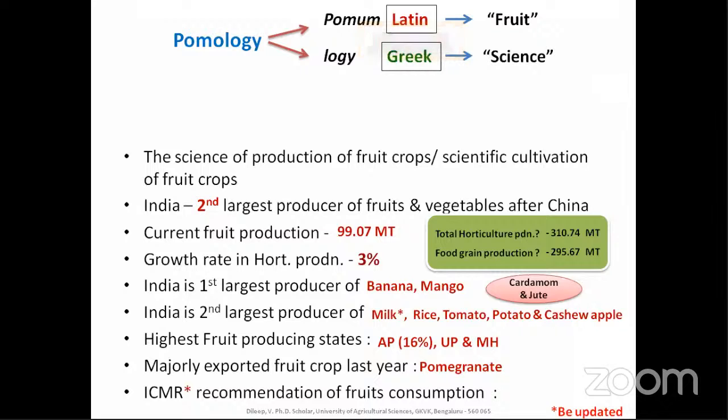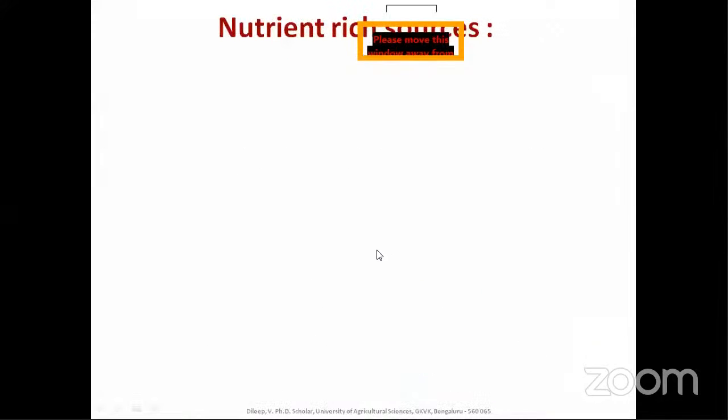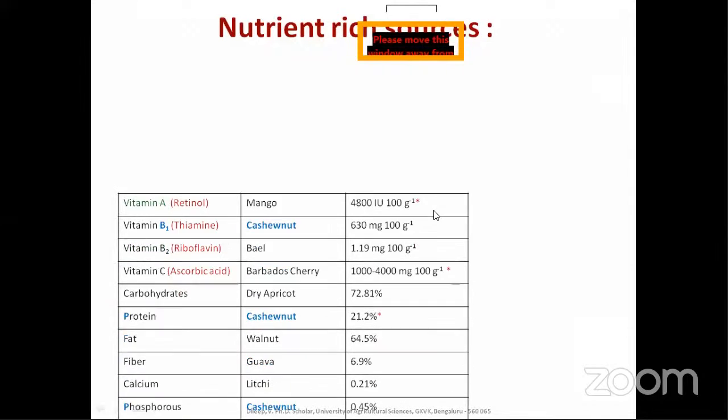I say a recommendation of fruit consumption per day is 120 grams per day, and vegetables 280 grams per day. But yes, those things should be updated. So here I am again telling you that you should be updating regarding these things. And coming to nutrient rich sources.